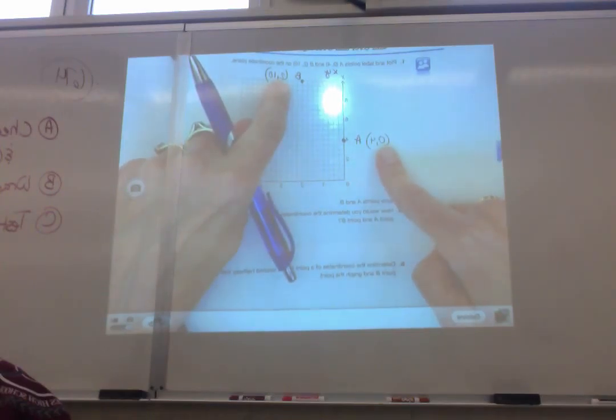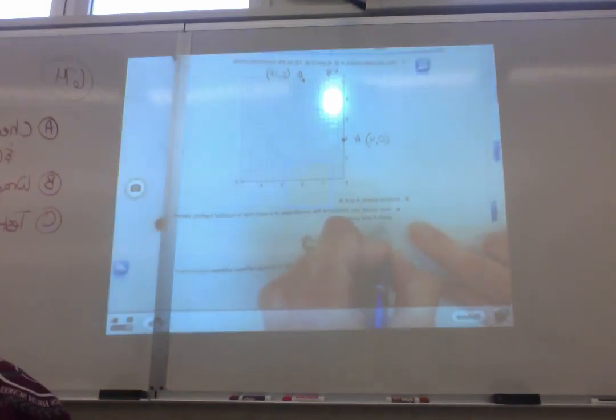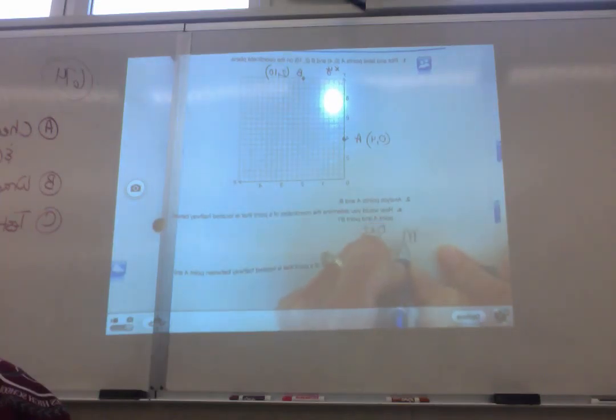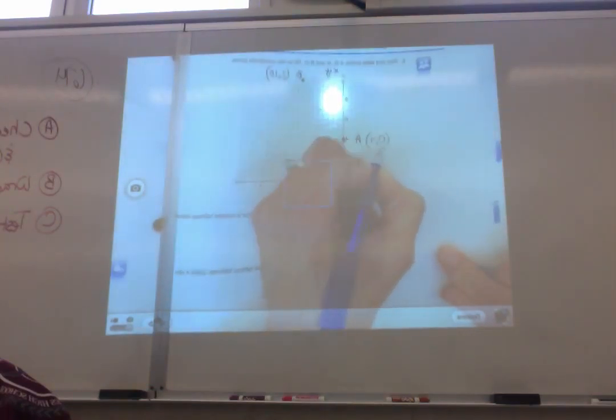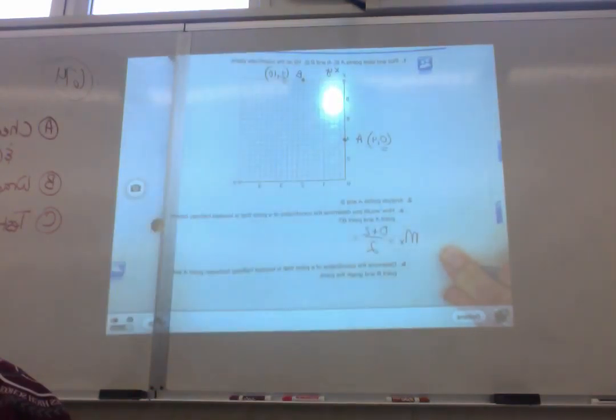The midpoint one? Yes. And what do I do with those two numbers? You add them and then divide it by 2. Thank you. 0 plus 2 divided by 2. Again, this is the x-coordinate of the midpoint. Add them up and divide by 2, and the two x's are in front.